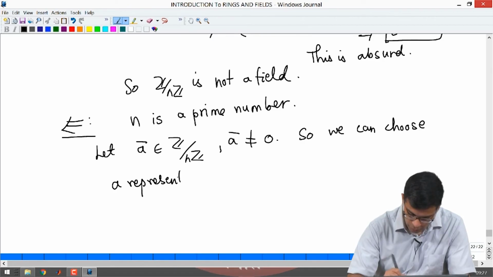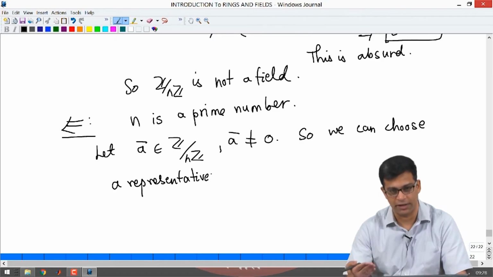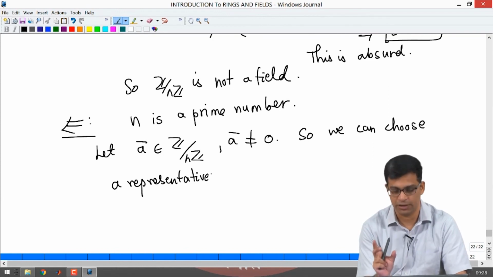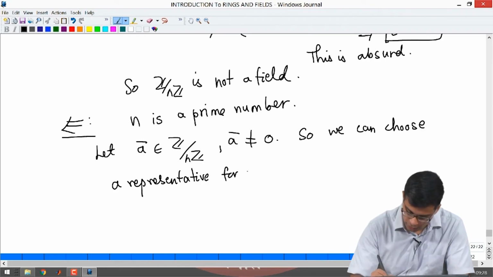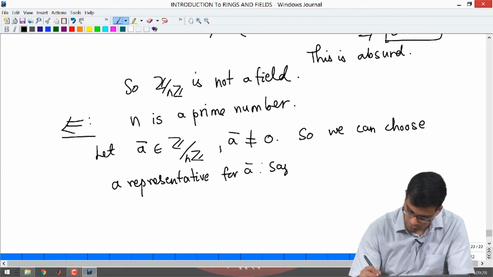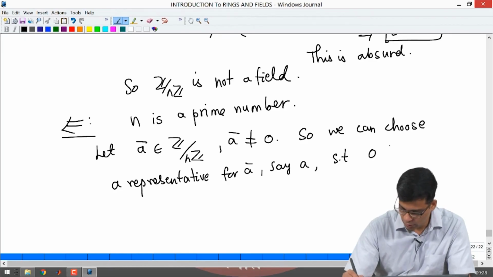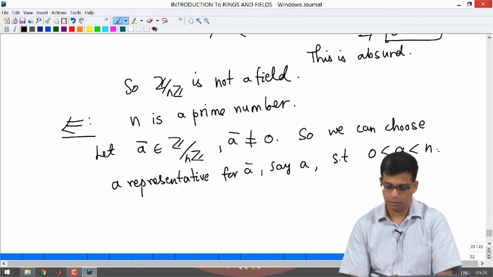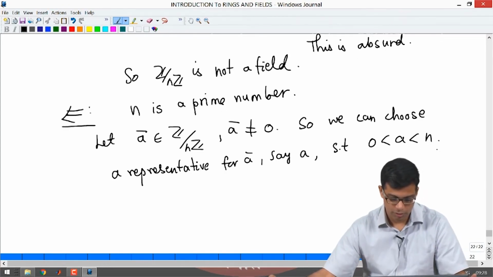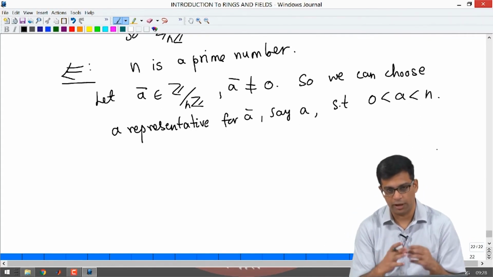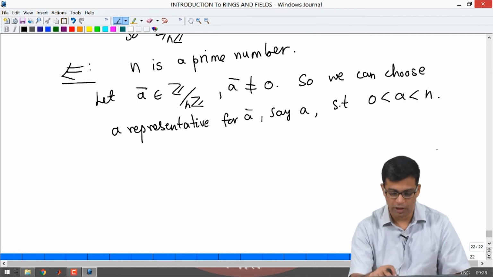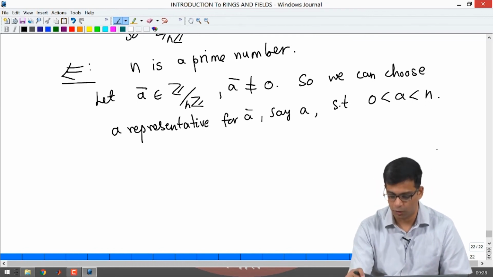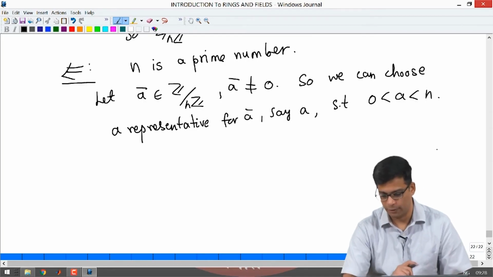Remember, Z mod nZ is the set of cosets. Any coset is an equivalence class of integers. A representative is an element of that equivalence class. So, we can choose a representative for a bar, say, obviously it is convenient to call that representative a, such that 0 is less than a less than n, because any coset in Z mod nZ has a representative in the set 0 to n minus 1, but because a bar is not 0, we can choose the representative to be actually a positive number between 0 and n. Okay.